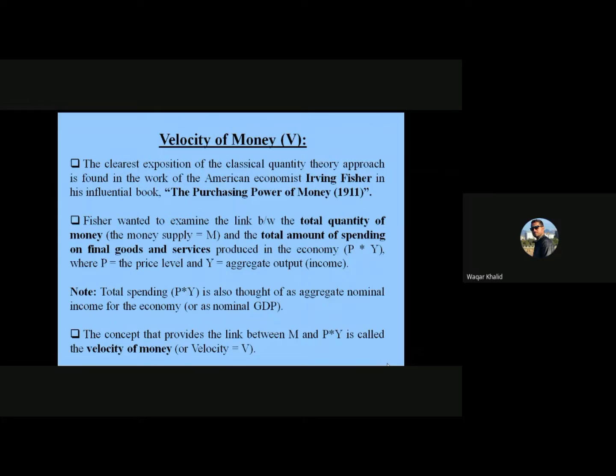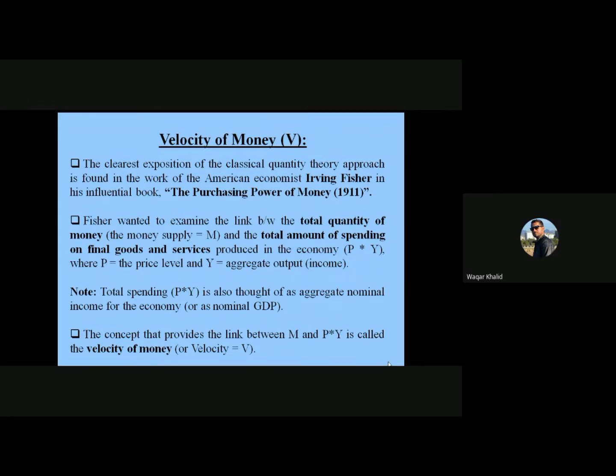Actually, total spending is the product of the price level and the aggregate output. P represents the price level and Y represents the aggregate output or the aggregate income. So P multiplied by Y is known as total spending on goods and services. We can also call it nominal GDP. So we can also say that Fisher examined the relationship between the money supply and the nominal GDP.